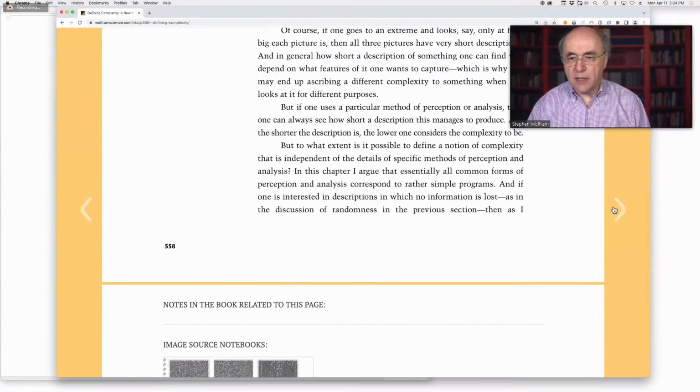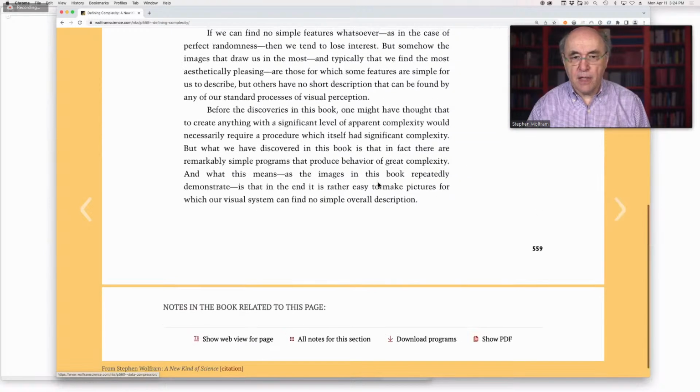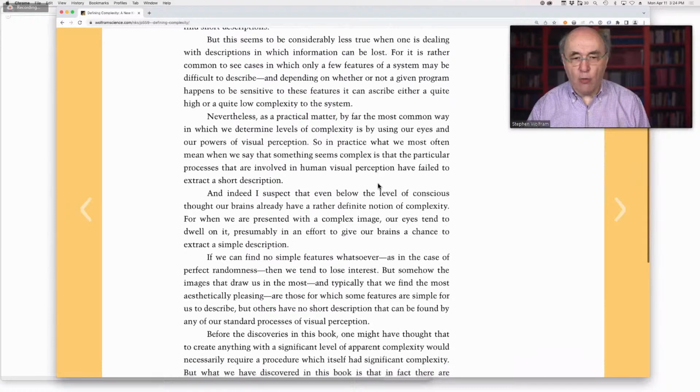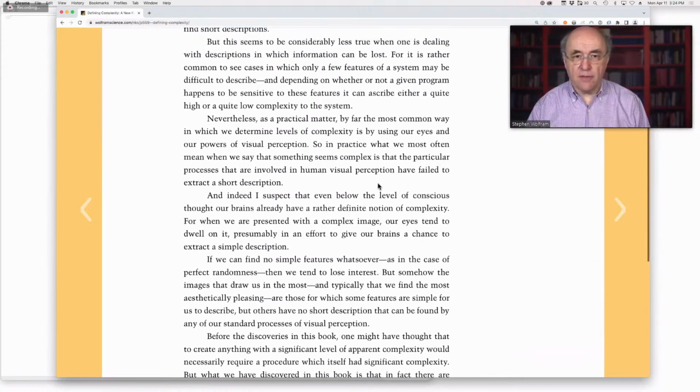Okay, so now we can start discussing how we tell complexity. There's a lot of things here about visual perception. We know it when we see it. I comment here that even below the level of conscious thought, our brains already have a rather definite notion of complexity. When we're presented with a complex image, our eyes tend to dwell on it, presumably in an effort to give our brains a chance to extract a simple definition.